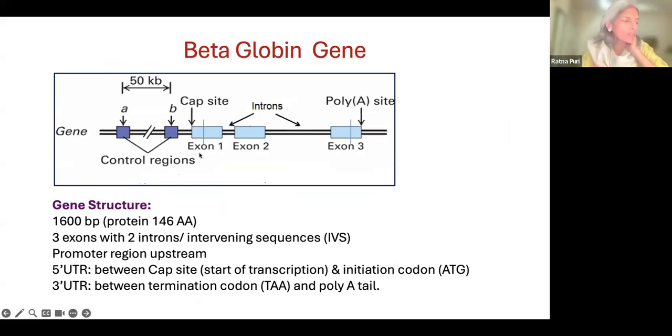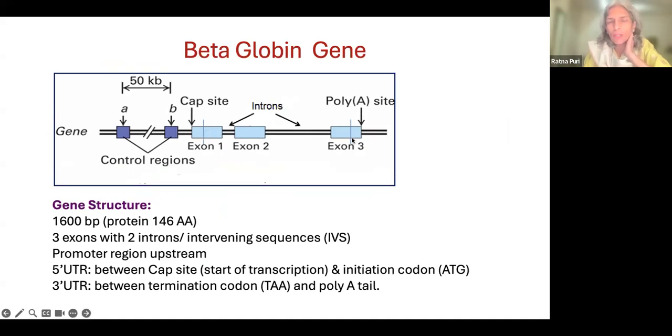Now, I thought I would want to introduce everybody to what a gene looks like and what it does. This is the simplest gene we have in our body. This is the HBB gene. This is the beta globin gene, the commonest gene that is sequenced in beta thalassemia.